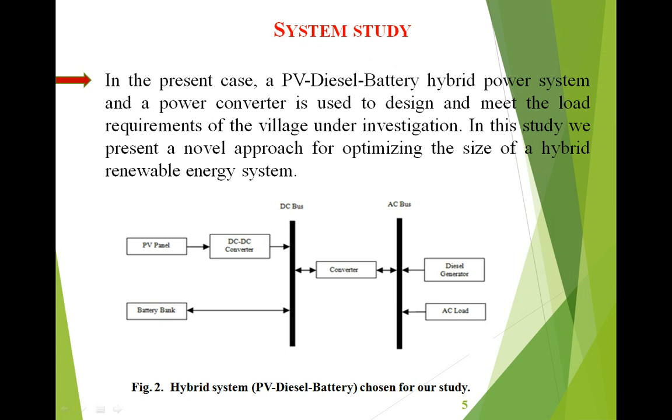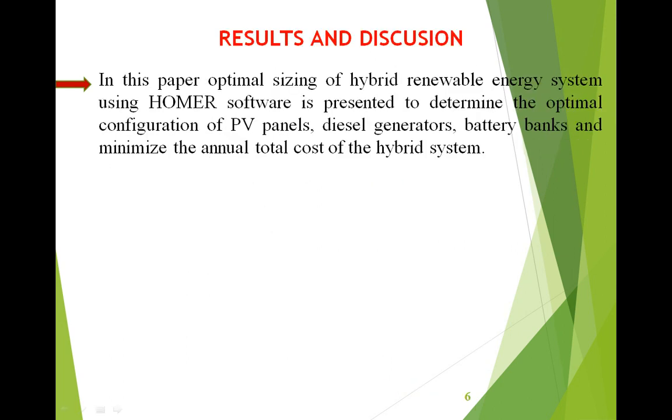Here, the diesel generator is interconnected on the alternating current bus, and the photovoltaic system and the battery are linked on another direct current bus. The two buses are connected using a bidirectional electronic converter which can work either as a rectifier or an inverter. In this paper, optimal sizing of hybrid renewable energy system using Homer software is presented to determine the optimal configuration of PV panels, diesel generators, battery banks, and minimize the total annual cost of the hybrid system.